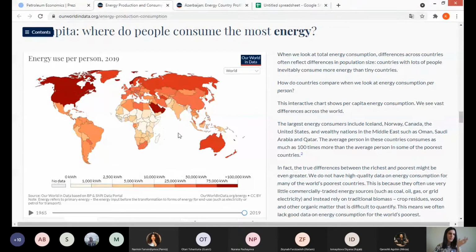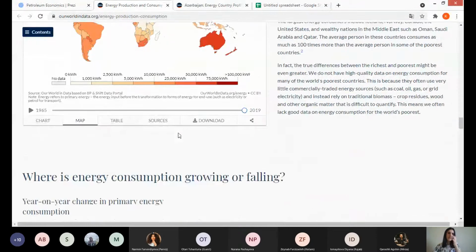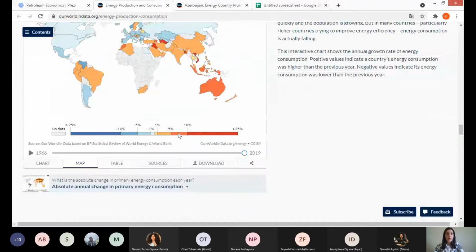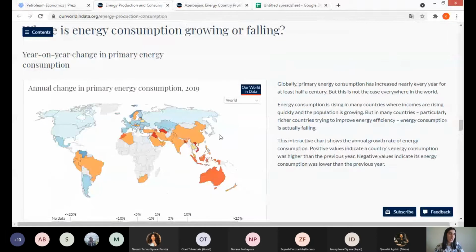So another example about consumption. I think we don't need electricity here. Maybe we can look at an Azerbaijani case. So here is the annual change in primary energy consumption. Again, you can just look at the countries and you can see the growth here. This is about the rate.